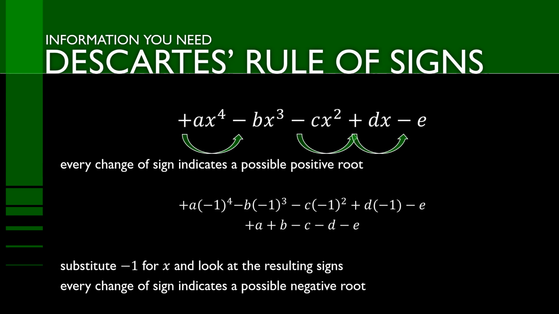So we can look at this and see that we have one sign change going from positive b to negative c. So this tells us that there's going to be one possible negative root amongst all of our rational roots.